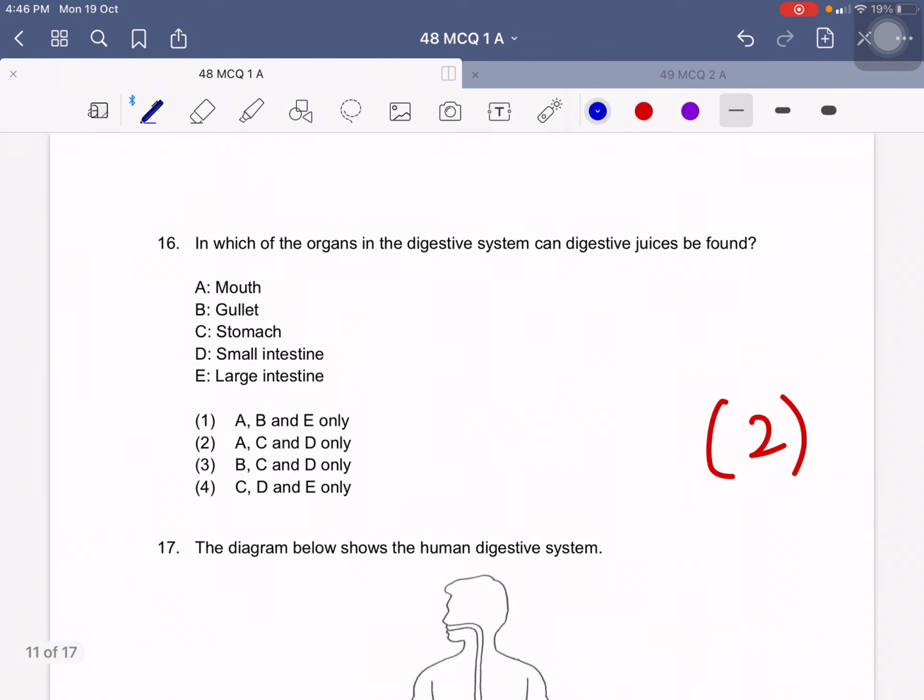Okay, question 16. Now, in which of the organs in the digestive system can digestive juices be found? We have to remember there's only 3 parts. You got the MSS. M stands for the mouth. The other one will be stomach, S for stomach, and the last one will be small intestine. In this order, digestive juices can be found. So we have mouth, we have stomach, we have small intestine. So the answer is 2.